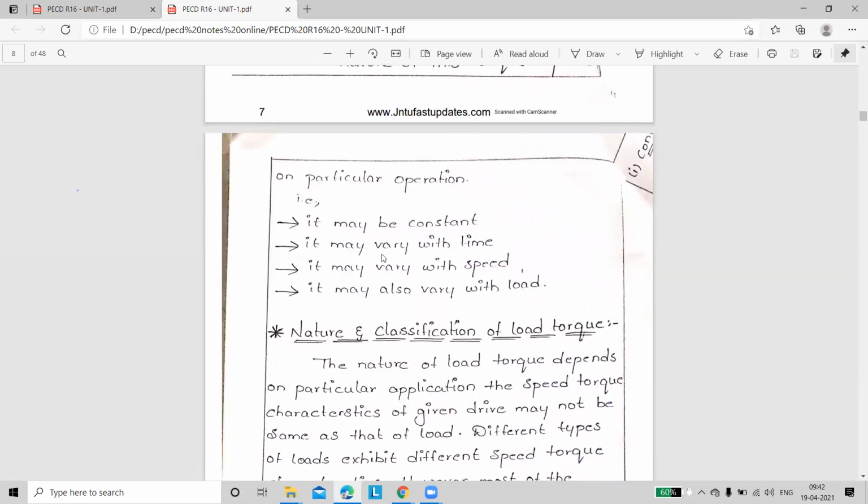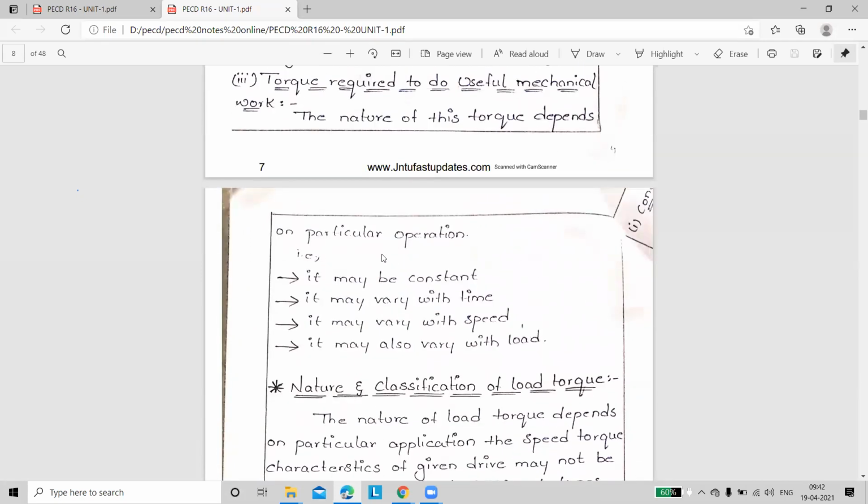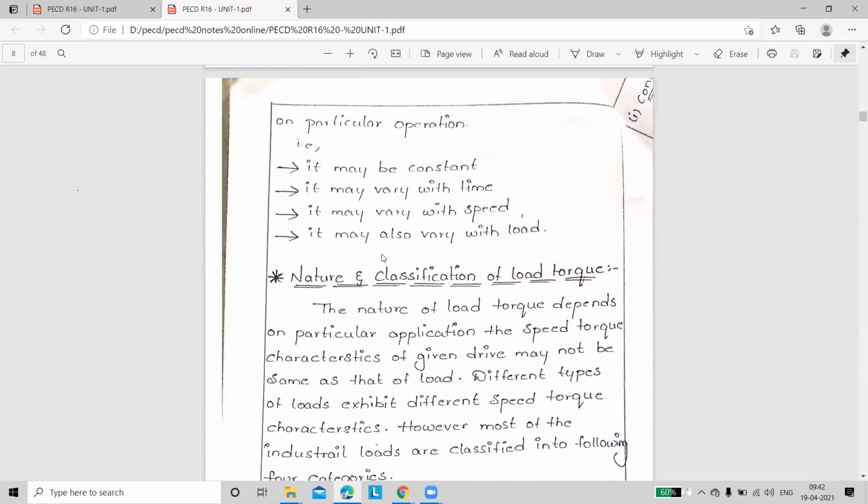And the last one is torque required to do some useful mechanical work. Depending upon how the torque is going to be used for mechanical work, you are going to get this classification. That is, sometimes the torque is constant and sometimes the torque is going to vary with respect to time, with respect to square of the speed, and with respect to load. That means how the torque is going to be varied.